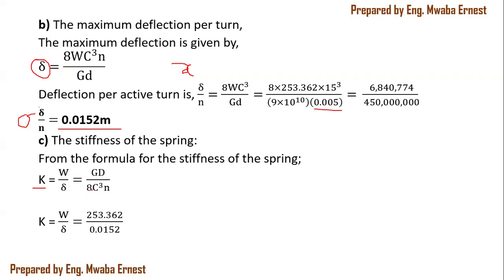Now here is one thing we can do. If you want, you can use G, the D, 8C cubed N, but if you look at this expression, it means you can either use this pair or you can use this other expression here to get to your K. But to make things faster here, we decided to pick this part. W over sigma. Our W is 253.362 divided by sigma, which is 0.0152. And of course, from there, we have 16,668.553 Newton per meter. That is our K. Spring constant, spring stiffness.